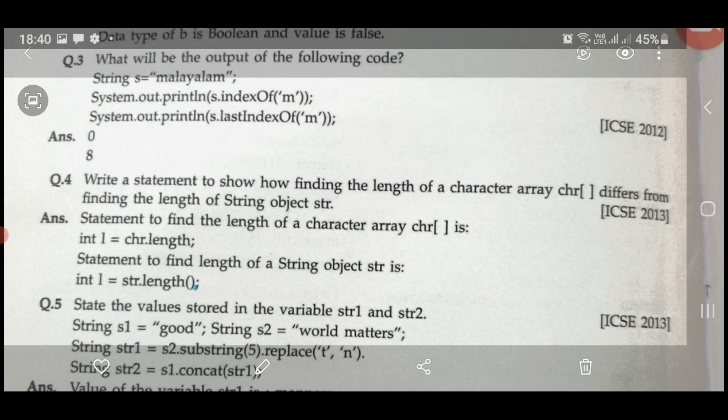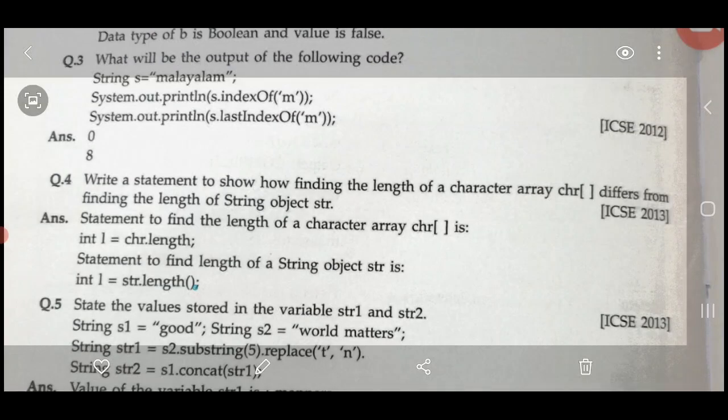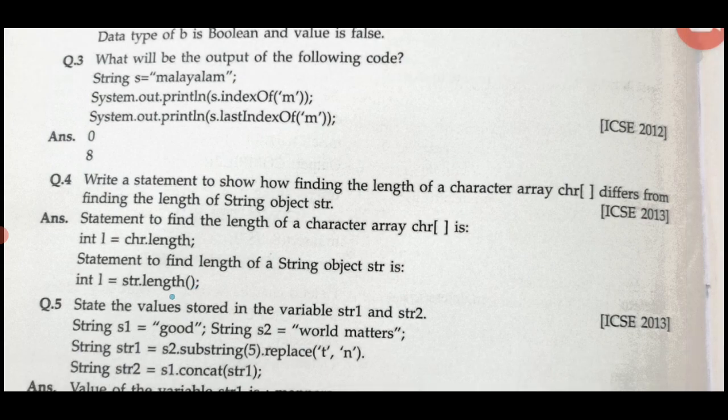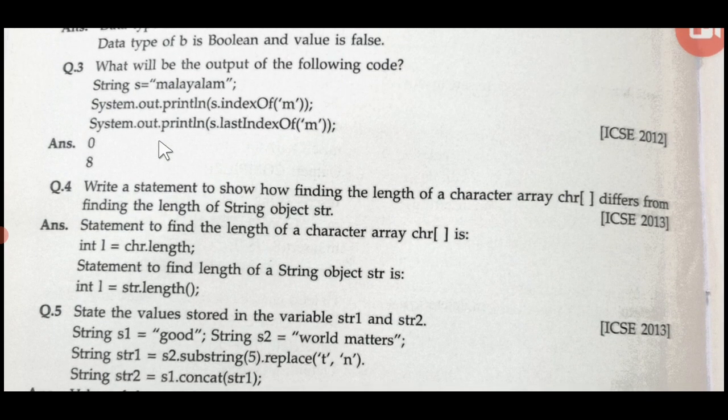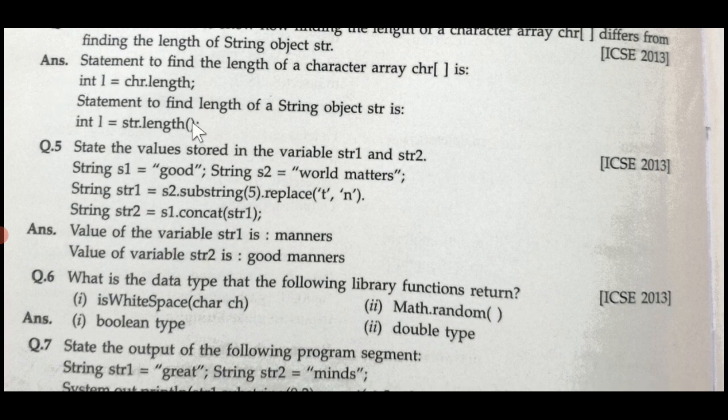All right. Now after that, now students, here we see that, write a statement to show how finding the length of the character array chr differs from finding the length of the string object str. I think it's clear to you all. The statement to find the length of a string object str is this, and for the array is this. Okay, both the values are integers, but the difference is the parenthesis.